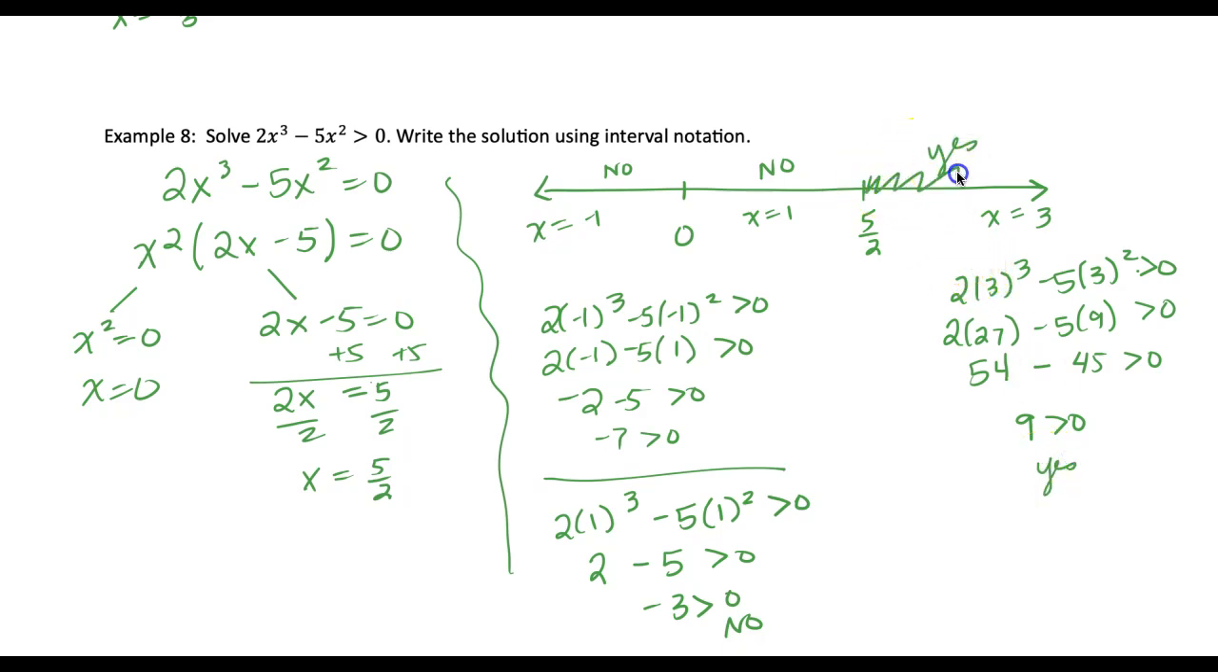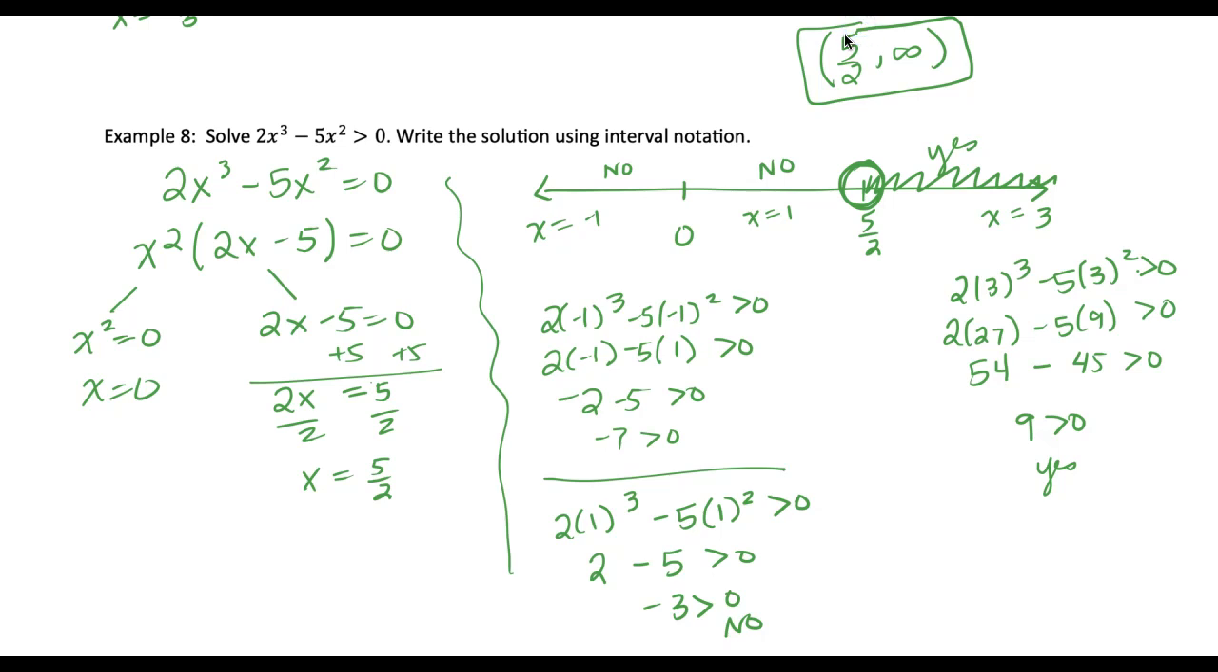And so this is the part we're going to shade. Because it was originally just a greater than, we would use an open circle. And then our answer in interval notation would be 5/2, comma, infinity, with a parenthesis on the 5/2.